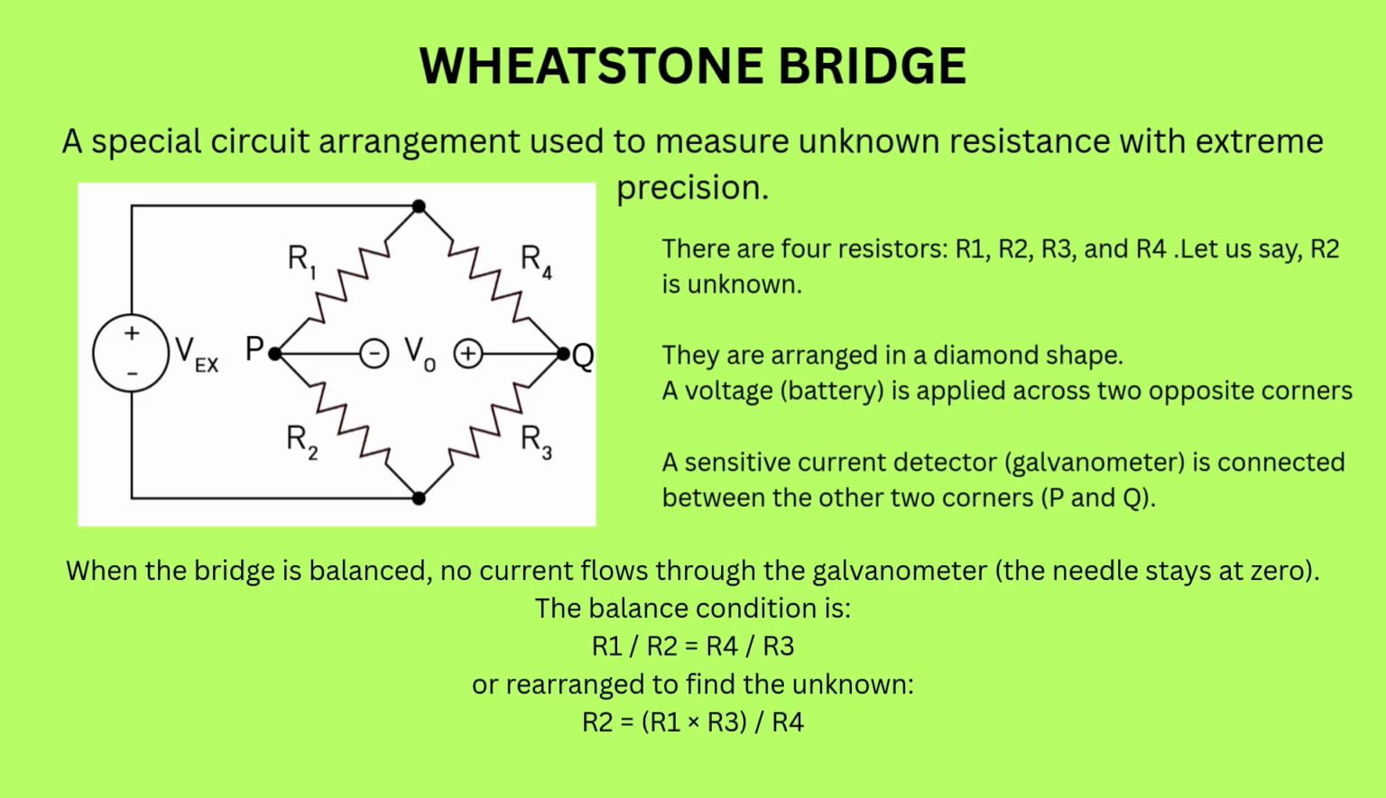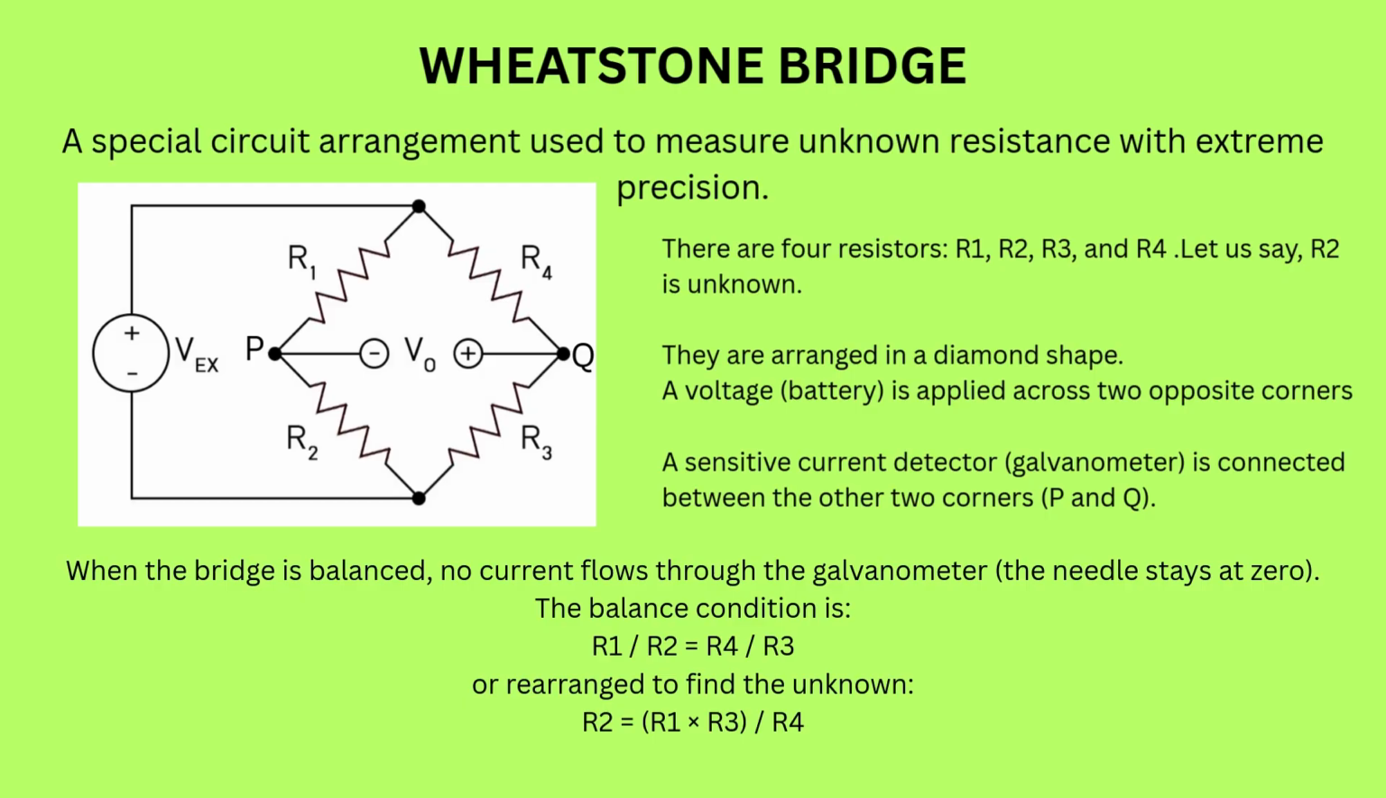Wheatstone bridge is a special circuit arrangement used to measure unknown resistance with extreme precision. There are 4 resistors, R1, R2, R3, and R4. Let us say R2 is unknown. They are arranged in a diamond shape. A voltage is applied across 2 opposite corners. A sensitive current detector, galvanometer, is connected between the other 2 corners, P and Q.